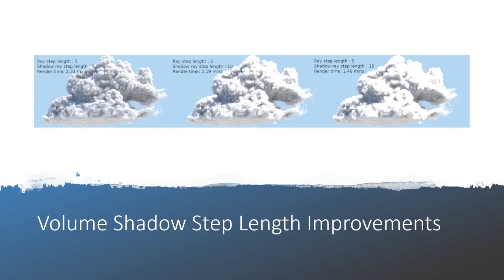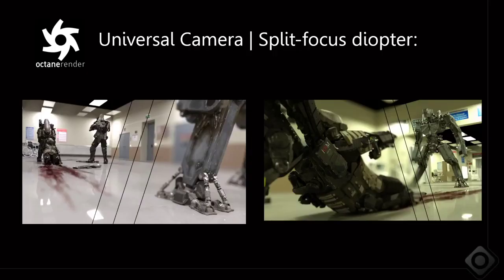Here in this slide, we're showing that we added a separate shadow step length for volumes. Volumetric rendering is something that is absolutely beautiful in Octane, but we're working on features that can make it even faster, give you more control as artists. Universal camera got a lot of improvements. One of them was a split focus diopter, which you're seeing here, allows you to change the focus plane.